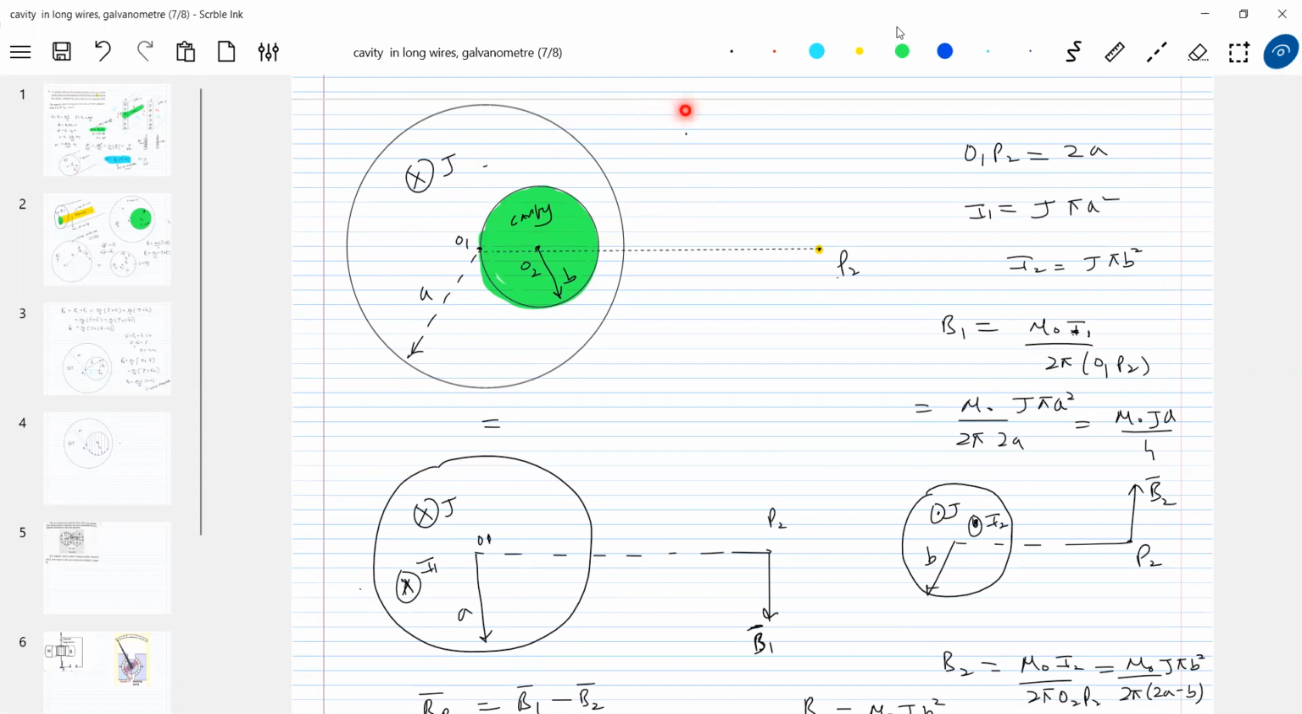Can we find it anywhere outside? Again, the same superposition method. The resultant field should be due to the cavity and the wire without cavity. Take the superposition of that, and you'll get the required field.